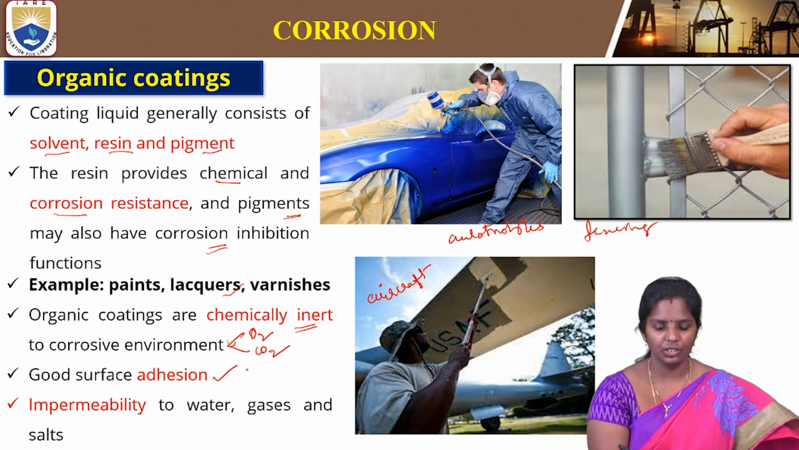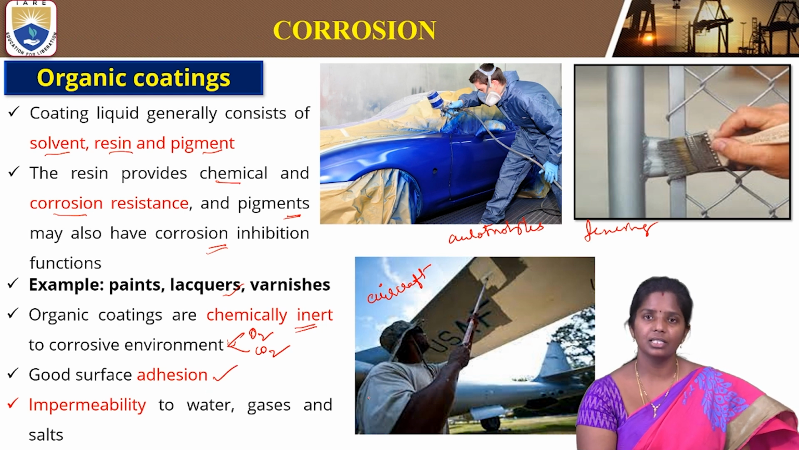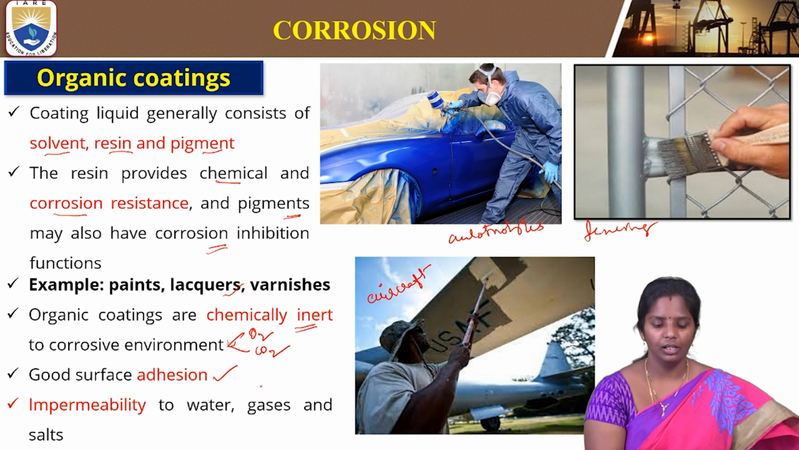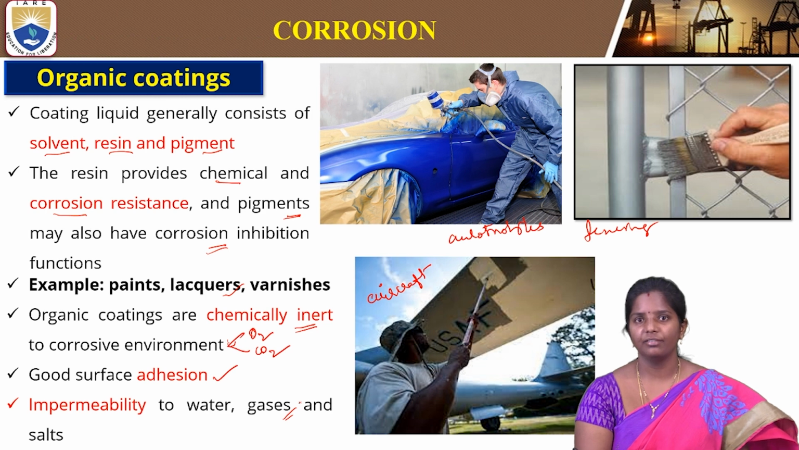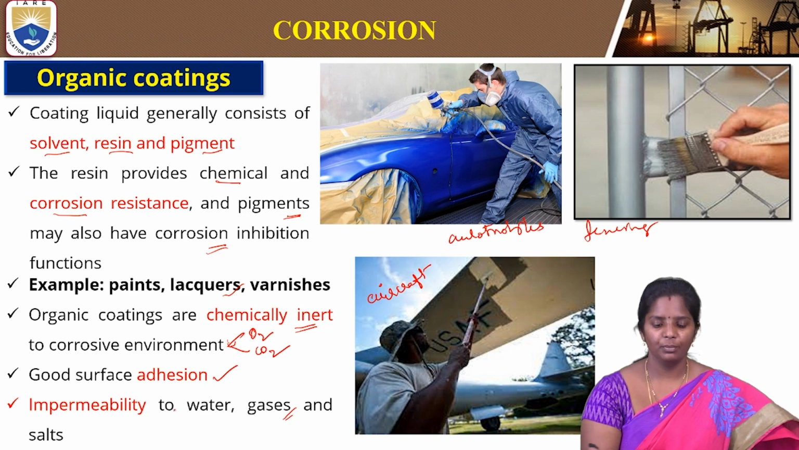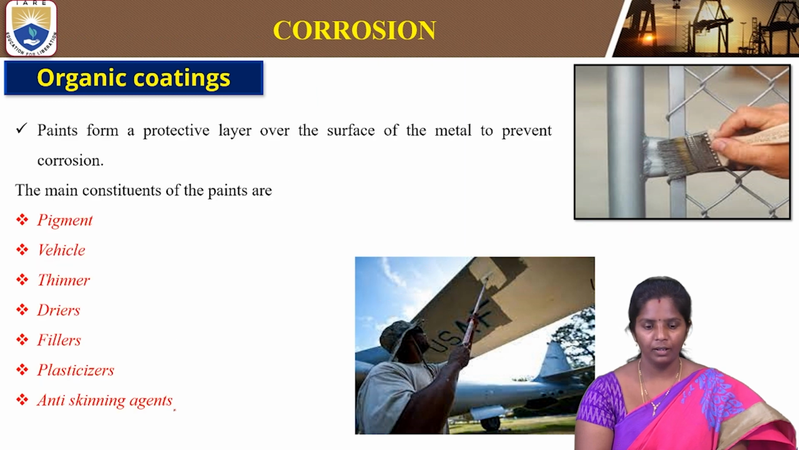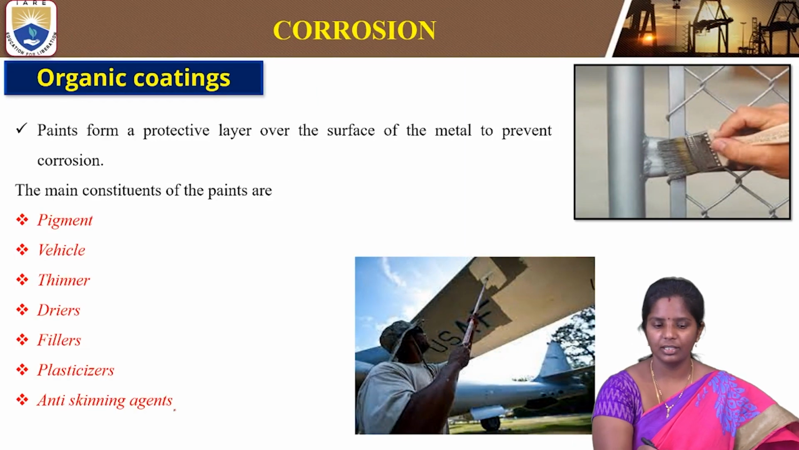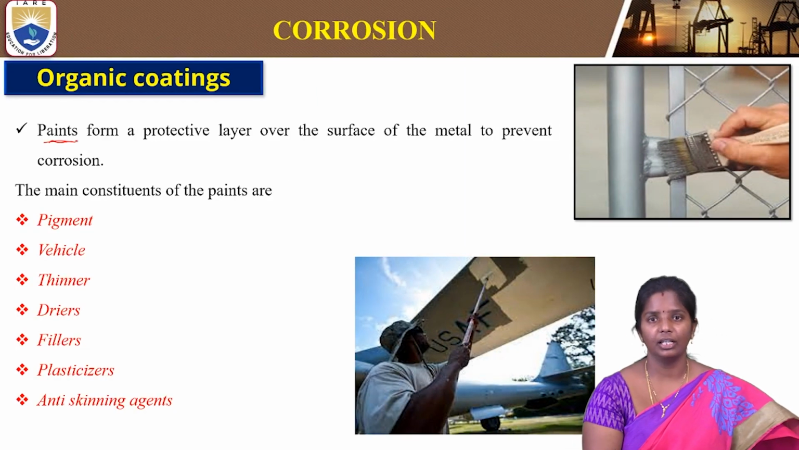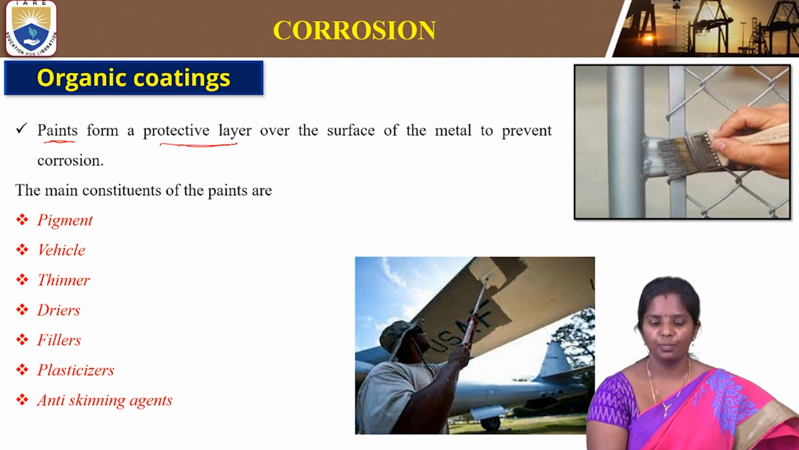They give good surface adhesion; we will see what different materials are used for adhesion. Then impermeability to water, gases or salts. For example, fencing will be exposed to different environments in different seasons, so it has to be impermeable to water, gases or salts. These are some of the properties. If we take an example of paint, it acts as a protective layer for the surface to prevent corrosion.